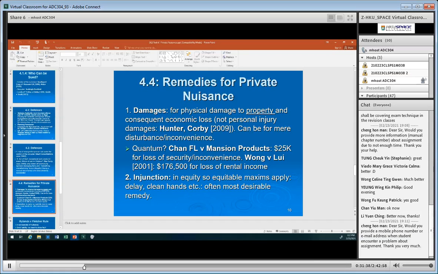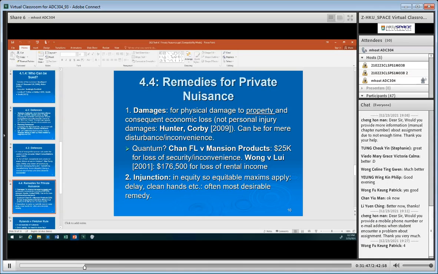Okay. However, if there's actual property damage to the plaintiff's land, then the plaintiff can claim damages. Okay. So if there's physical damage to the property or indeed economic loss consequent upon the nuisance, that can be recoverable in the same way as in negligence. Okay. So I've got some facts there about how much damages you can get.